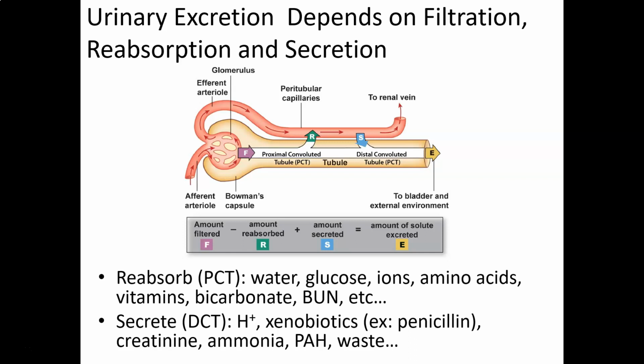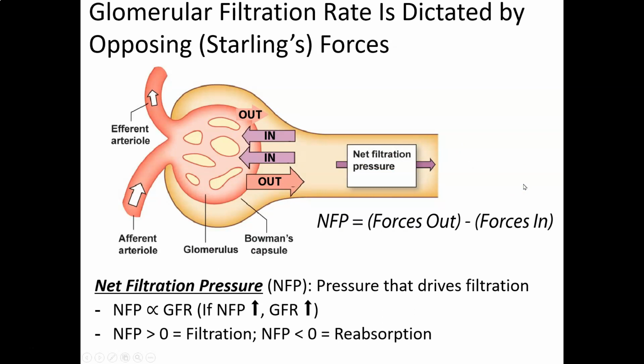So that's the three processes we need to form urine: filtration, reabsorption, and secretion. Filtration happens exclusively in the glomerulus to form ultrafiltrate. Reabsorption happens mostly in the proximal convoluted tubule, and secretion happens mostly in the distal convoluted tubule. So now, one of the things that really dictates the filtration rate is the Starling forces that you might have looked at in terms of Lab 21.